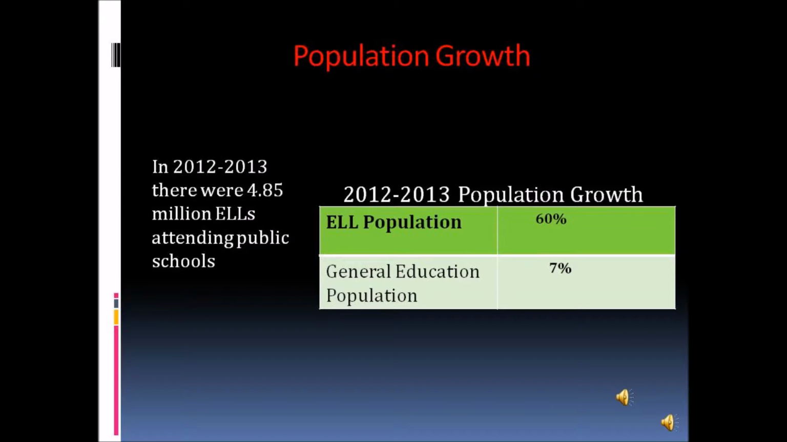Lydia Breezeth wrote What You Need to Know About ELLs: Fast Facts. In this article, it tells that in 2012-2013, there were 4.85 million ELL students attending public schools. In the last decade, there's been a 60% increase in this growing population. The general education population has not grown as sharply, just a 7% increase, as shown on Table 1.